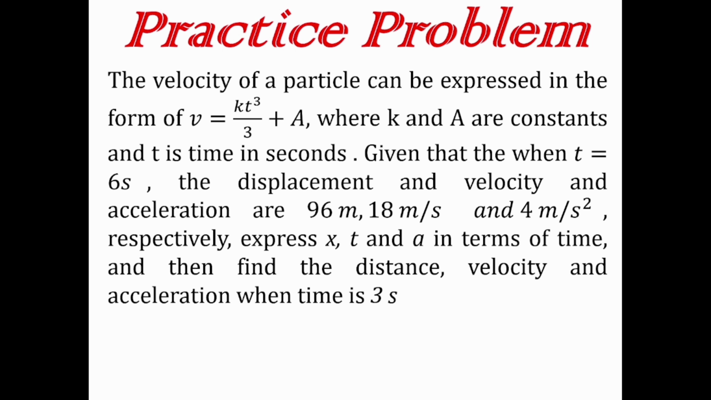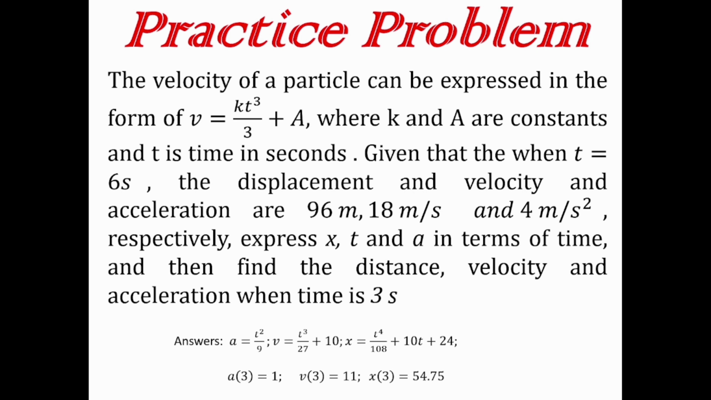So if you can practice this on your own and you get the answers, this question is similar to the one we solved before. So the equations you are going to get are like the ones in the previous problems that we solved. And these are the answers. We have our acceleration to be t squared over 9, we have our velocity, and we have our displacement equation, as well as their values when the time is 3 seconds. So you work this out on your own and please practice it. Once you can get the answer, you know you're already familiar with the procedure. And I think that will be all.